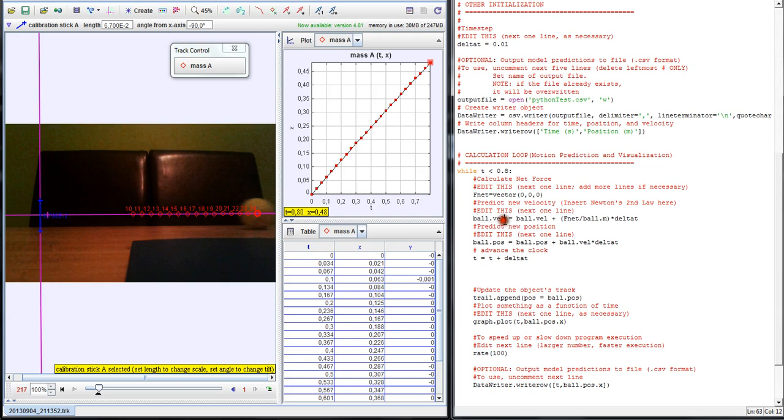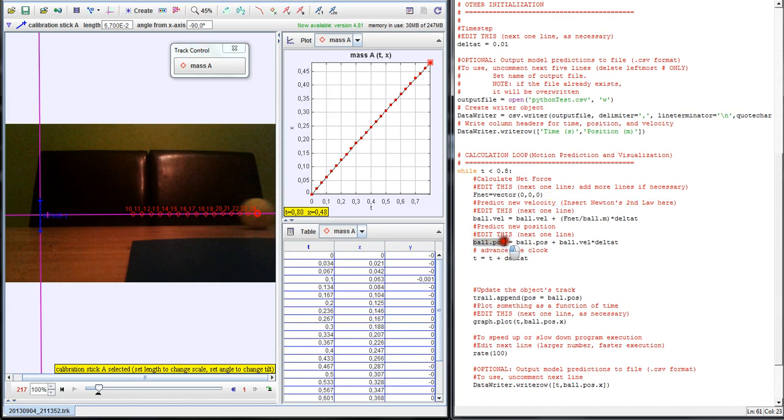The velocity of our ball is the velocity of our ball plus the net force acting on our ball divided by its mass m times delta t. We know that there are no net forces involved, so this is 0, which means this whole term is 0, which means that the velocity of our ball keeps its initial value. It doesn't change throughout the loop.